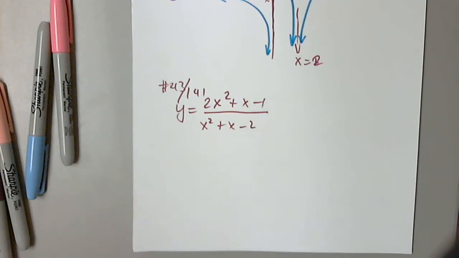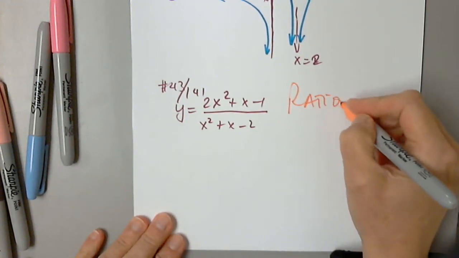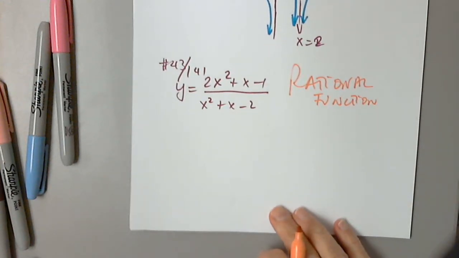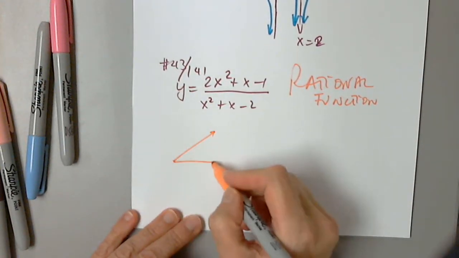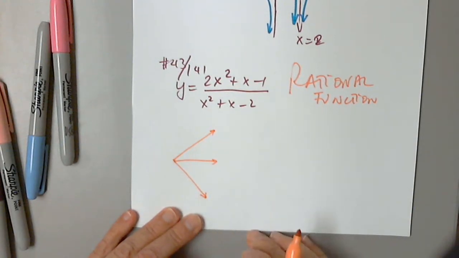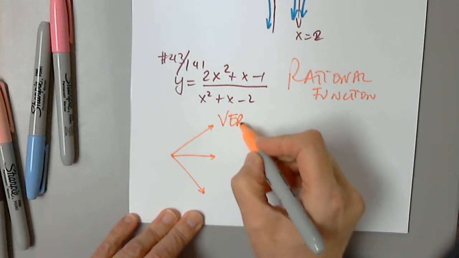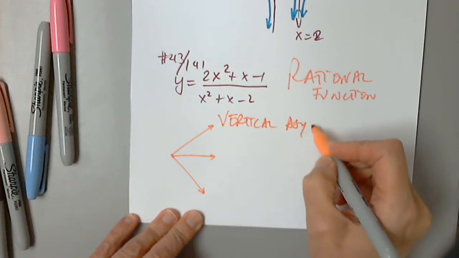The top is quadratic. The top is a polynomial, the bottom is a polynomial. There is no polynomial that has a fraction in it with x in the denominator. Very good. It's a rational function. Rational functions can encounter the following three situations. One of them is vertical asymptotes.